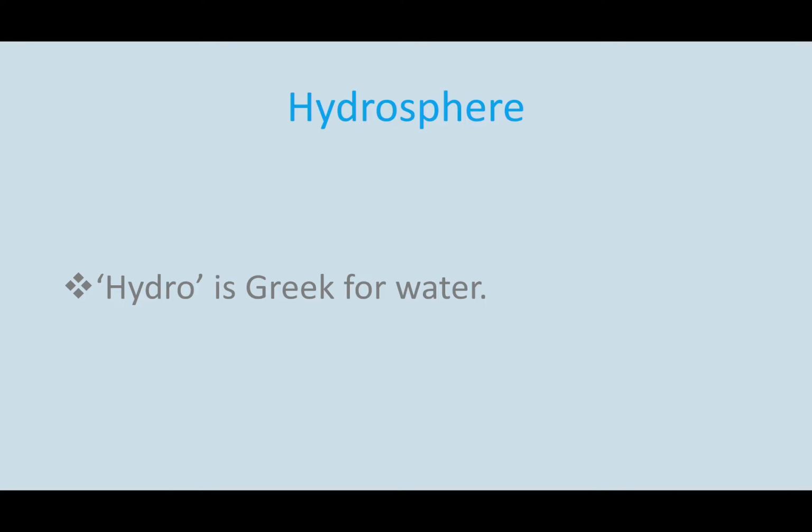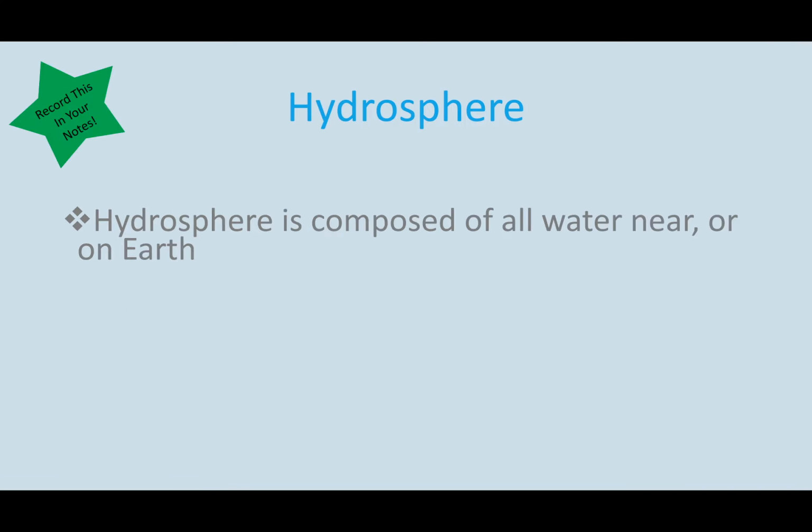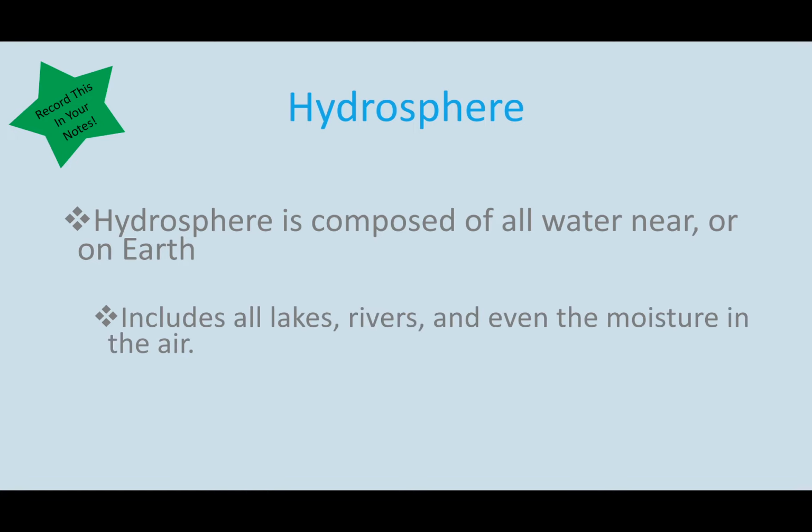The hydrosphere. So hydro is Greek for water. The hydrosphere is basically all water near or on Earth. So anything with water, all the water, lakes, rivers, oceans, and so on, that is all considered the hydrosphere. It again includes all lakes, rivers, and even the moisture in the air. So if you think of places that have a high level of moisture or are very humid, or even if they're very dry, the air still pertains to the hydrosphere. And just as a fun fact, 97% of the Earth's water is in its oceans.